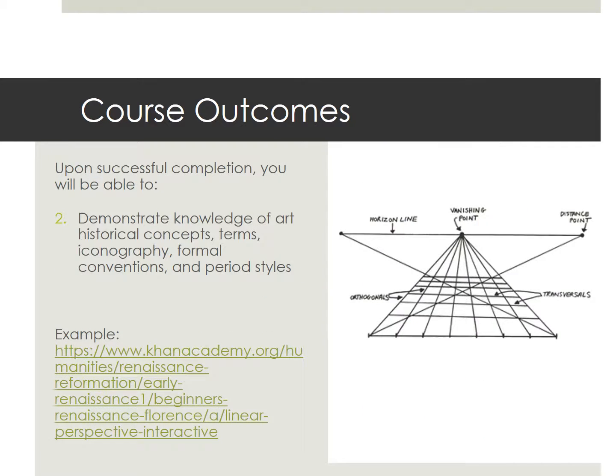Number 2, by the end of the course, you should be able to demonstrate knowledge of art historical concepts, terms, iconography, formal conventions, and period styles. The image that you're seeing here is actually one of linear perspective that deals with a single vanishing point. That's the center dot on that line, and we'll deal with that during the Renaissance, which is a new convention of how to accurately portray three-dimensional space.